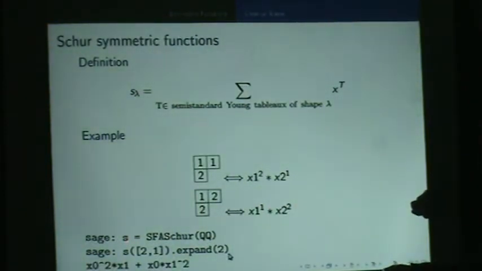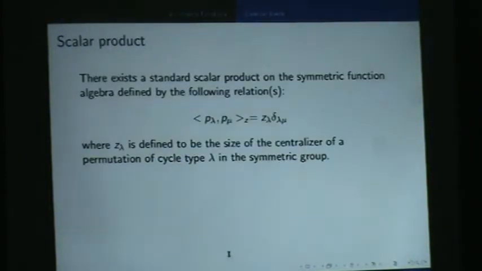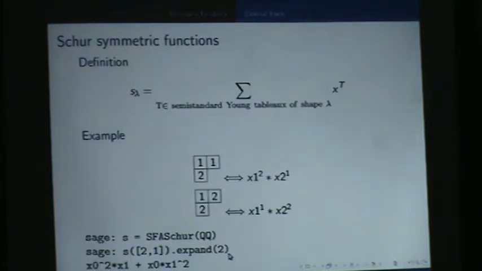So if we create the symmetric function algebra in the Schur basis in Sage through this command, look at the Schur function corresponding to 2 1, and expand in 2 variables, here you get the 2 terms you see up here. Okay, so these 5 bases are the classical symmetric function bases.